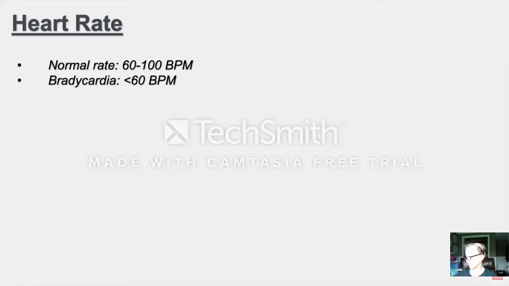So we're first going to talk about heart rate. How can we determine heart rate from an ECG? We're going to first just talk about the basics of heart rate. A normal heart rate is 60 to 100 beats per minute. Bradycardia is less than 60 beats per minute, and tachycardia is greater than 100 beats per minute.